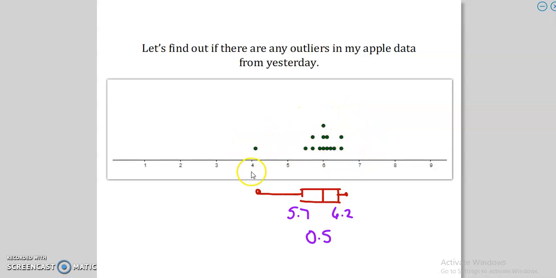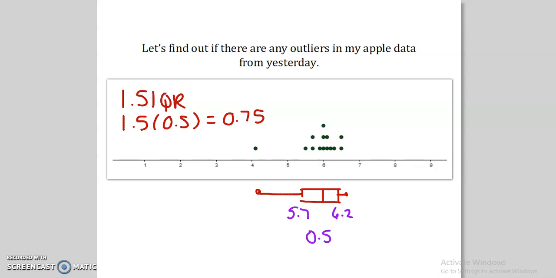But I had this one little tiny apple, so let's find out if that apple is an outlier. So again, we take our interquartile range and we multiply it by 1.5. So we do 1.5 times our IQR, which is 1.5 times 0.5, and that equals 0.75, excuse me. So what I'm telling you is that if I go this way, 0.75, then anything below it is an outlier. And if I go this way, 0.75 from the upper quartile, then anything above it is an outlier. So let's decide if we have any outliers.